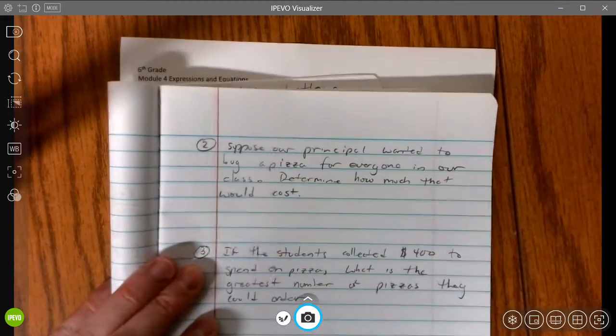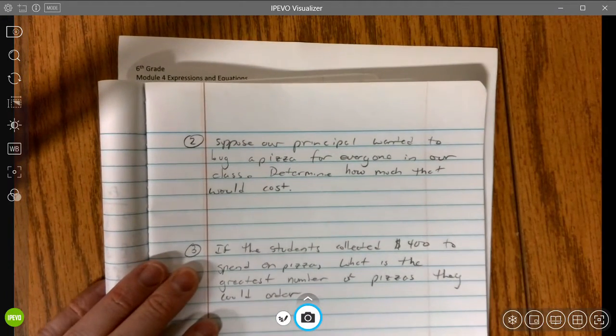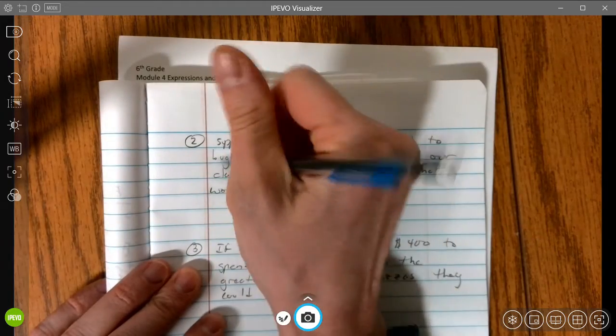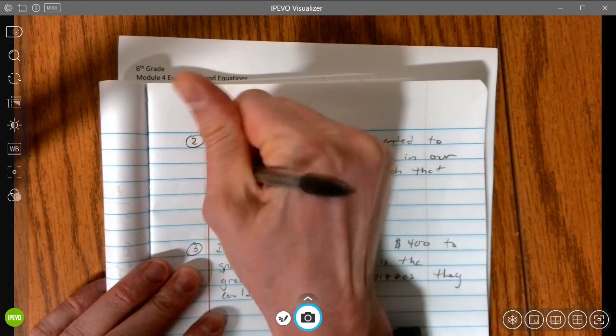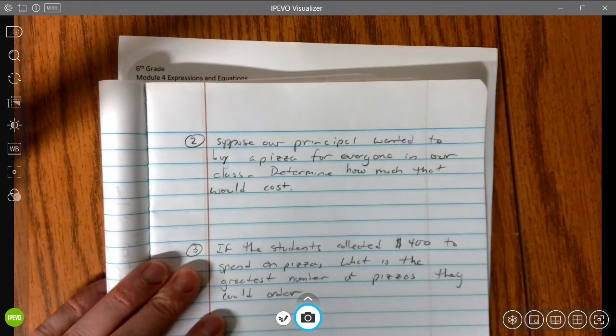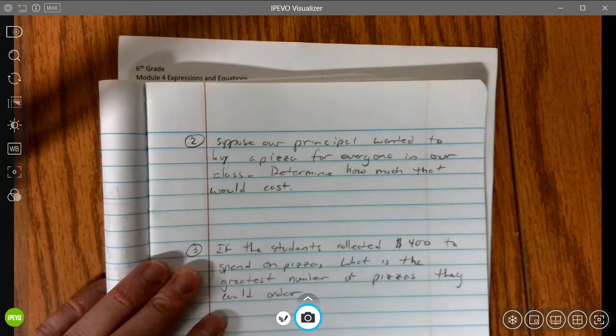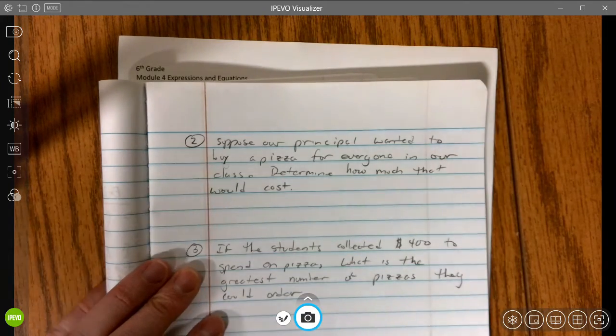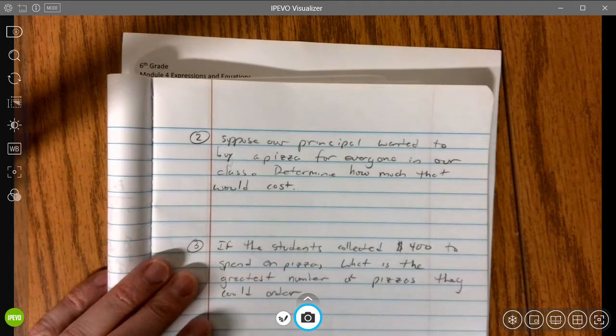Well, number 2 says, suppose our principal wanted to buy pizzas. That looks like a typo. It's supposed to say buy. He wanted to buy a pizza for everyone in our class. Determine how much that would cost. Well, I guess these are lunch pizzas, so they're pretty small, so I guess that would make sense.